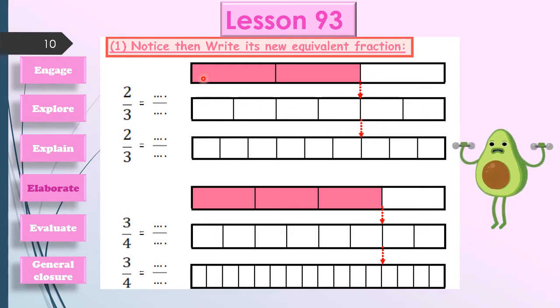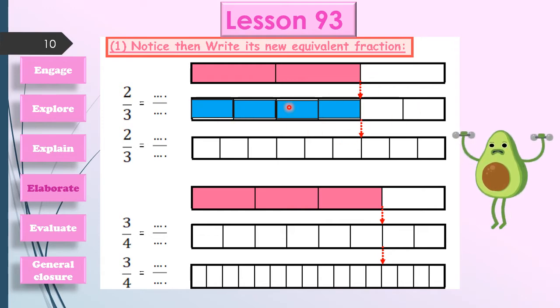Here we have 2/3, 2 parts out of 3 are colored in pink. Now here we have, on the same size of fraction strip, how many parts? 1, 2, 3, 4, 5, 6 parts. Then I want 2/3 of these 6 parts. I will color until I reach this arrow, like this: 1, 2, 3, 4 parts, and stop at this arrow. Then I have here 4 sixths.